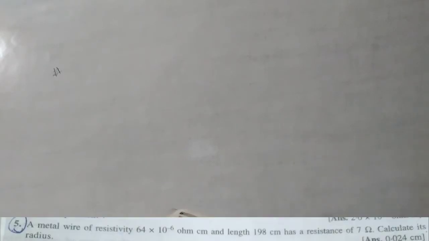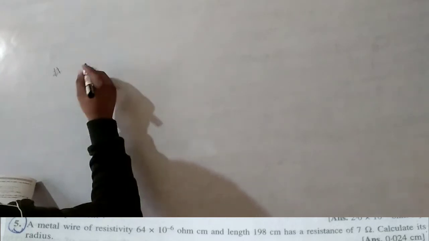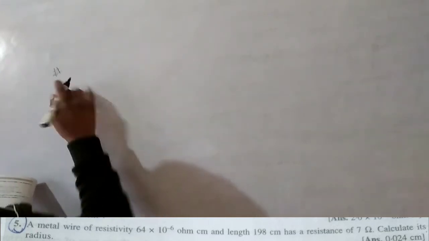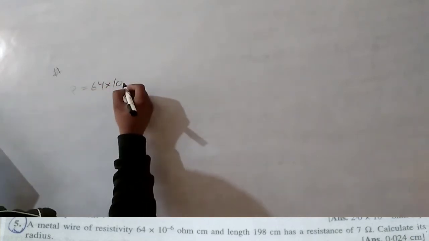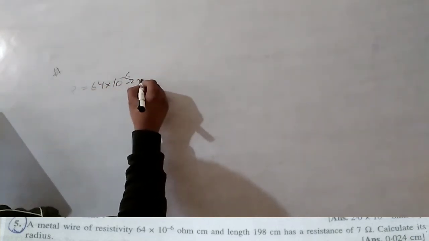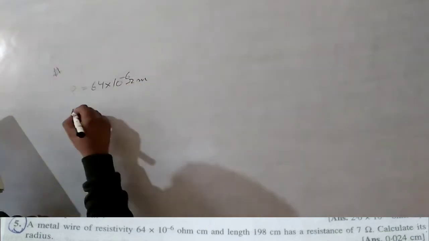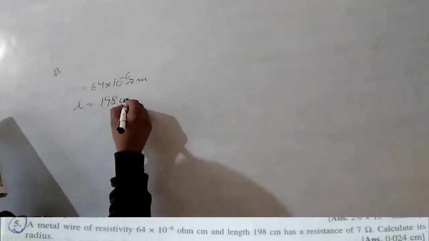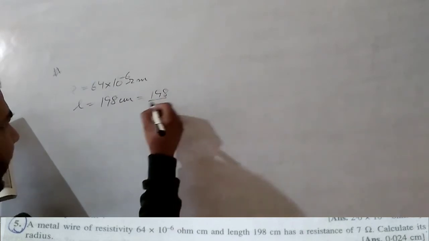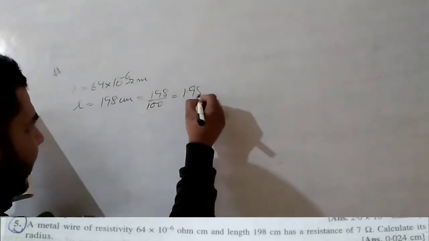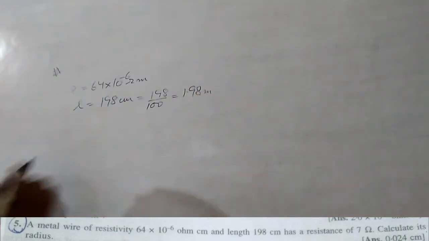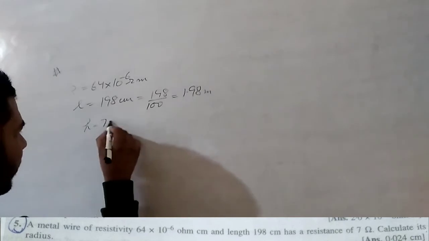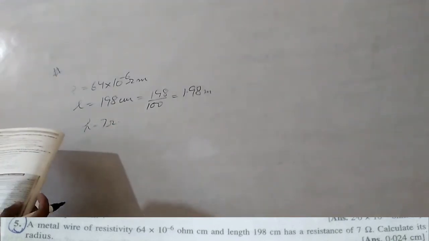Next numerical. A metal wire of resistivity rho is given as 64 into 10 raised to power minus 6 ohm meter, and length 198 centimeter, that is 198 by 100, which is 1.98 meter. Resistance R is 7 ohm. What we have to find? We have to find its radius.